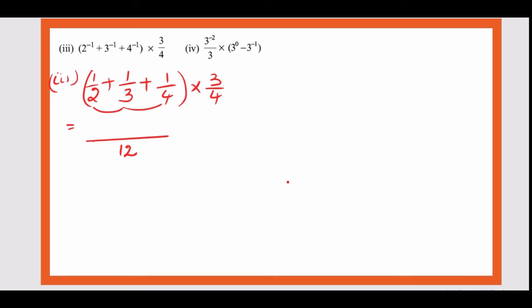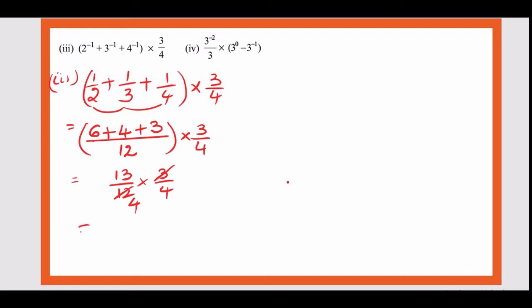Right? So in the 2 table, when will you get 12? 2 sixes are 12. So 6 into whatever is in the numerator, we need to multiply with that. So 6 into 1. In the 3 table, 12 is 4 times. In the 4 table, 12 is 3 times. So this is the simplified value of this particular bracket, into 3 by 4. After this, 6 plus 4 is 10, 10 plus 3 is 13. So 13 divided by 12, into 3 divided by 4. In the 3 table, 12 goes 4 times. So what is the answer? 13 by 16. So the answer is 13 by 16.